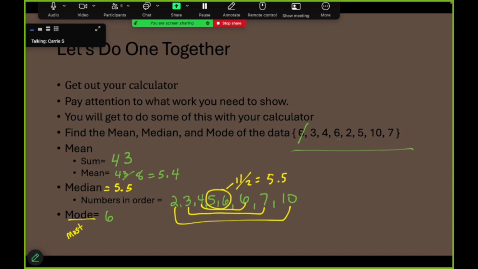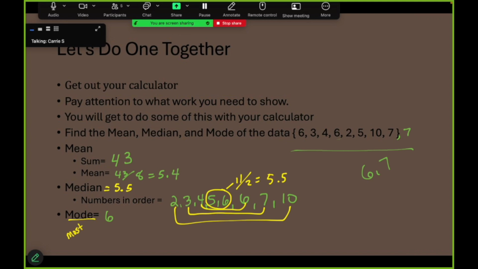Let's say that there was a 6 and another 7. Then we would have 2 modes, a 6 and a 7. So you can have multiple modes and you can have no mode at all. Thank you for asking that question, Ben.